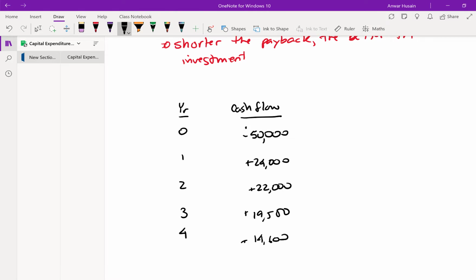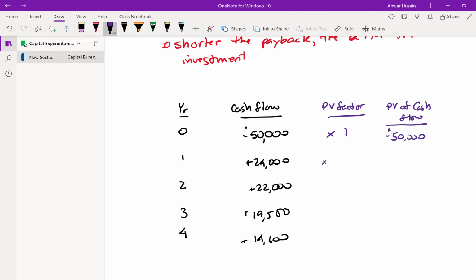Okay, so now before I start doing the cumulative cash flow for this stream, I have to multiply it by the PV factor. The PV factor essentially says I'm going to convert it into today's dollars. So today is year 0, so the PV factor is 1. So I multiply the first one by 1, and I get the present value of the cash flow. Okay, so negative 50,000 times 1 is negative 50,000.